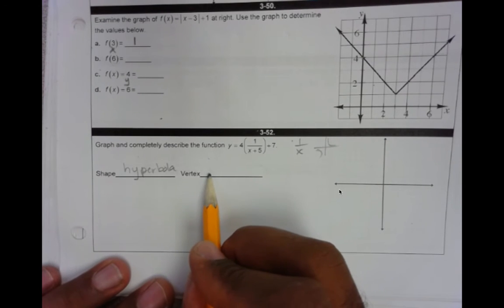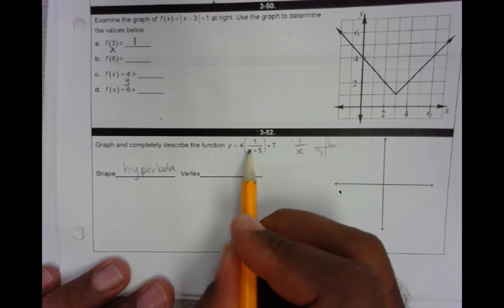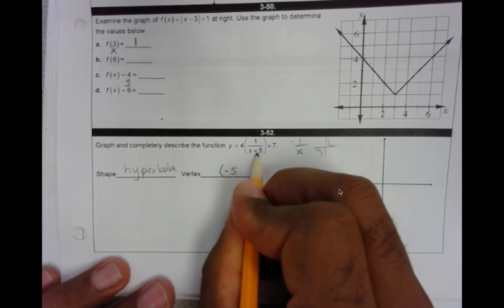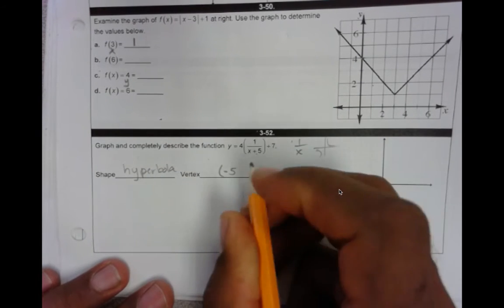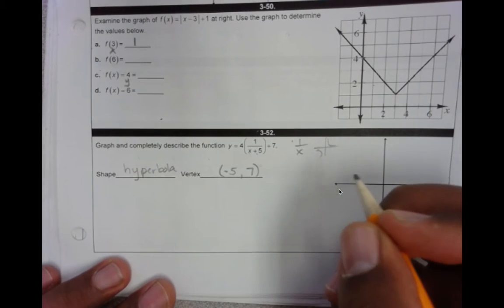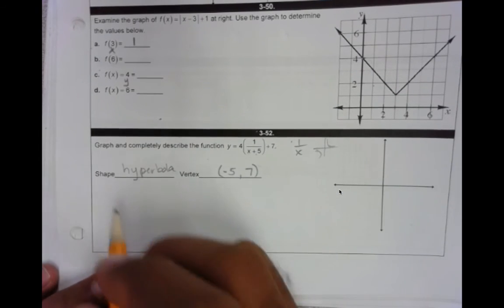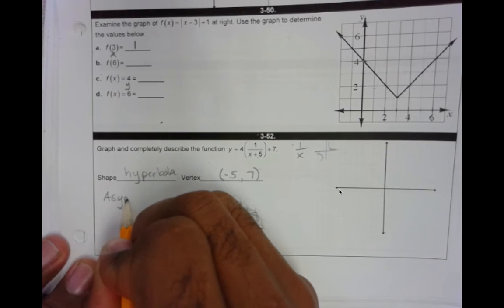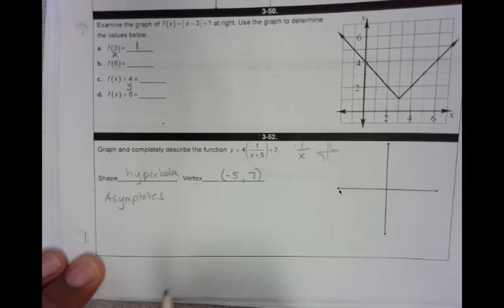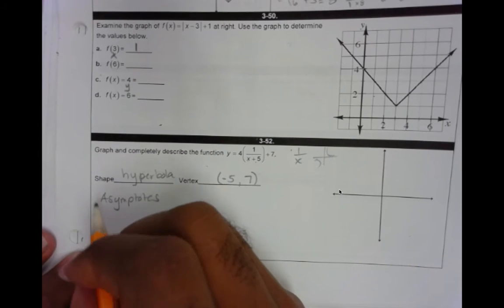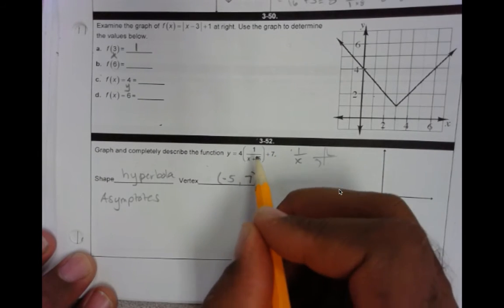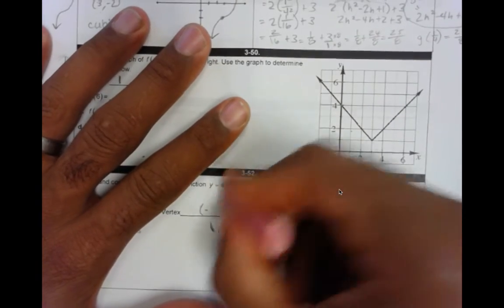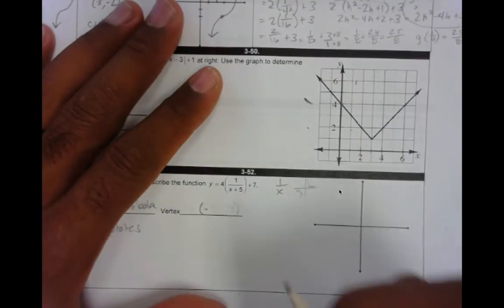The vertex, well, I look at the number inside the parentheses next to the x. It's the same thing. -5, since that's plus 5, and the number on the outside to the right tells me the y value or the k value. Now the other thing I want to know is the asymptotes. Well, the asymptotes are going to come from the number on the bottom. And actually what I'm going to do is give you guys a different example, so you kind of know how to work this out on your own.